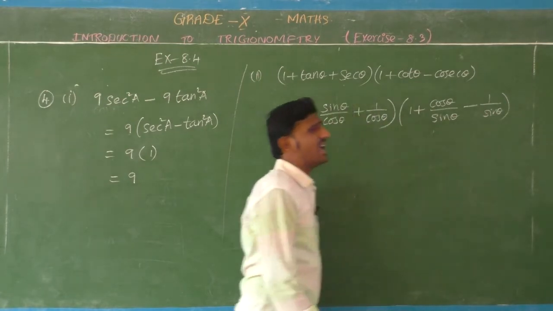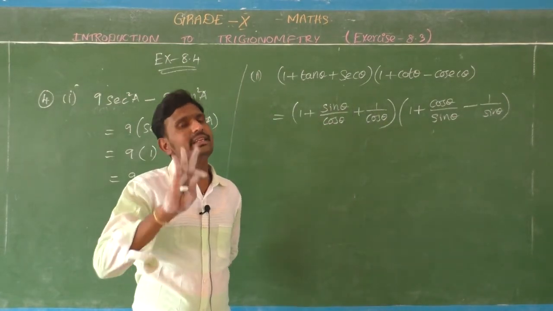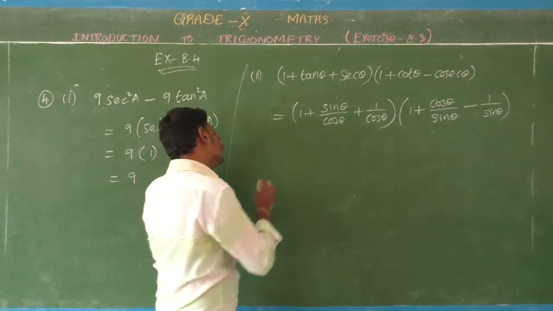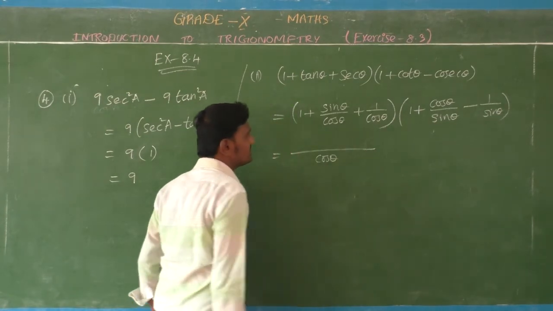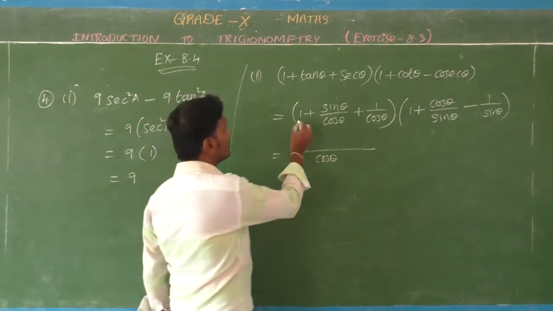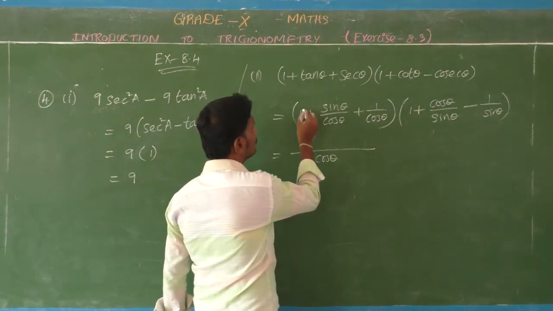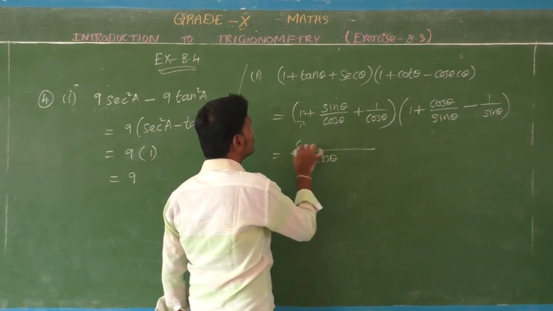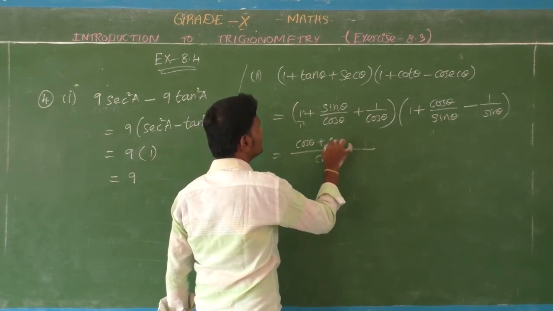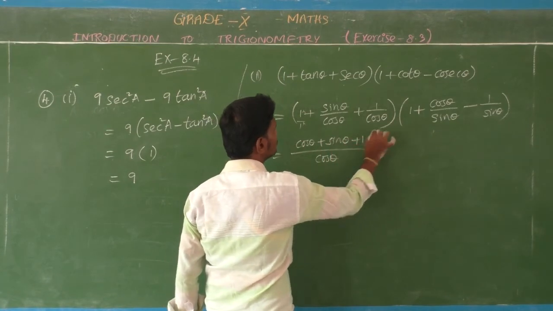So each bracket also has 3 terms. So to take the LCM of each bracket. In the first bracket, you have an LCM of cos theta. Here 1 is missing in the first term, so multiply both by cos theta. So cos theta plus sin theta plus 1.